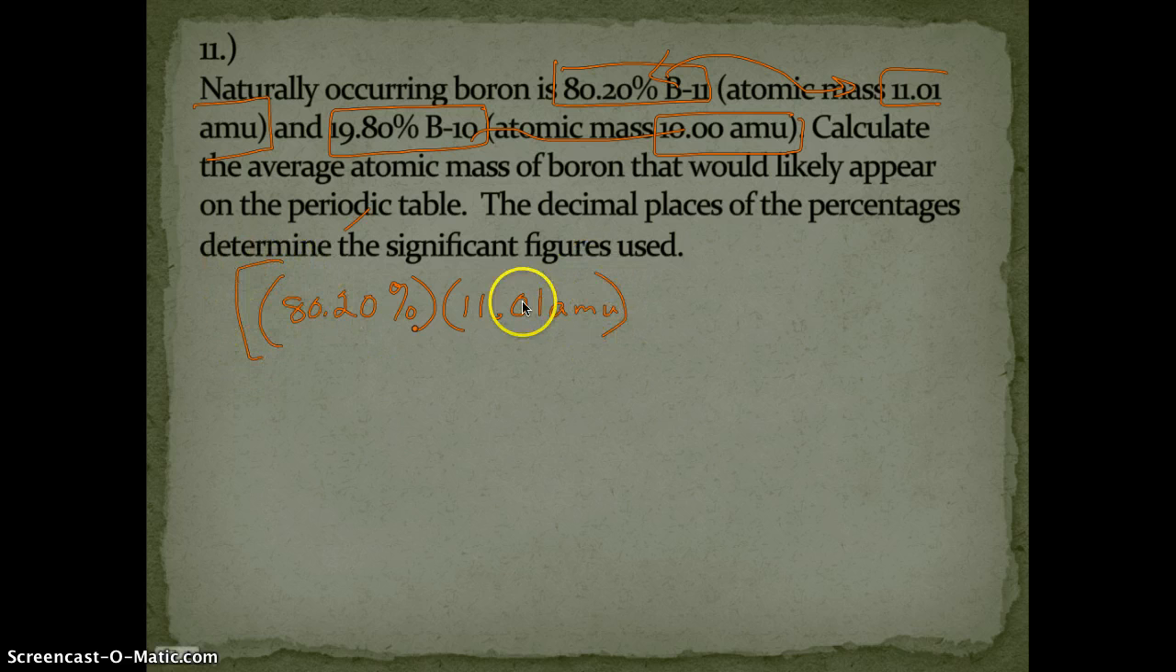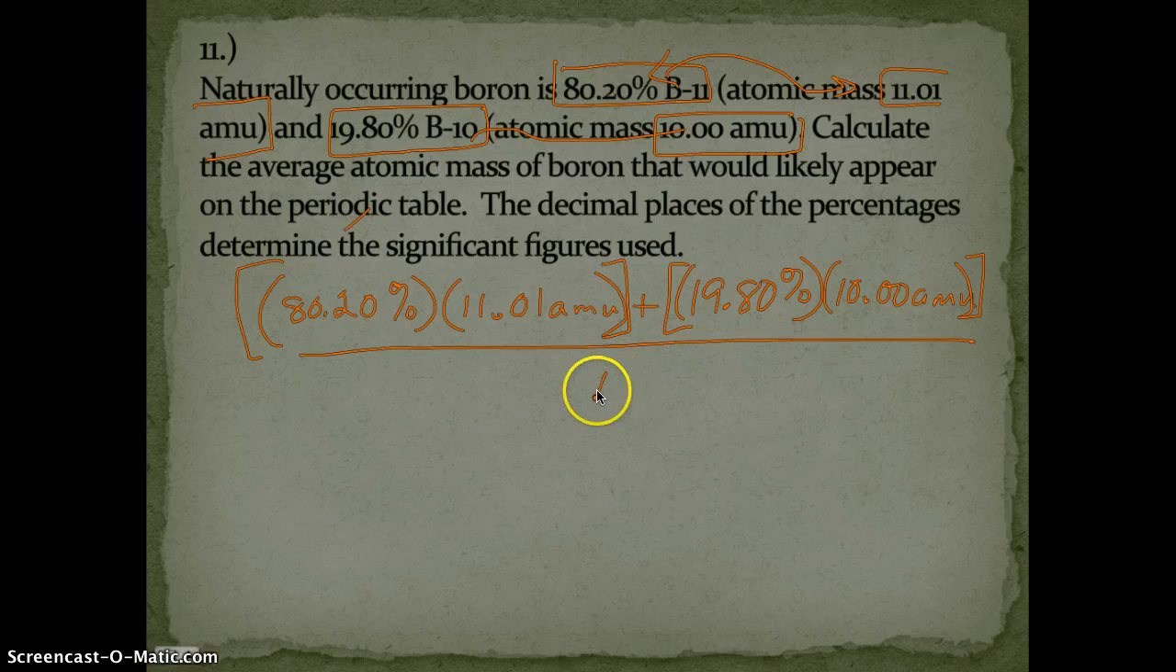Now, that product is then going to be added to the product of the second percentage multiplied by the mass of that specific isotope. Okay, and then you take the whole thing and you divide it by 100, and that's going to give you your average atomic mass.